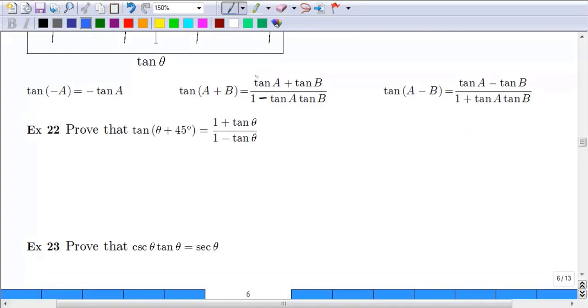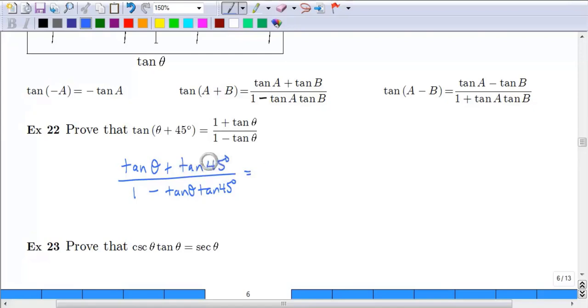So if we want to prove that the tangent of theta plus 45 degrees is equal to this fraction, again, we've got addition here, so we probably want to use this formula right here. We've got the tangent of theta plus the tangent of the second angle, 45 degrees, and we're using degrees here, that's fine, over 1 minus the tangent of the first angle times the tangent of the second angle. So again, first and second angle. Again, we have some things that we can simplify here.